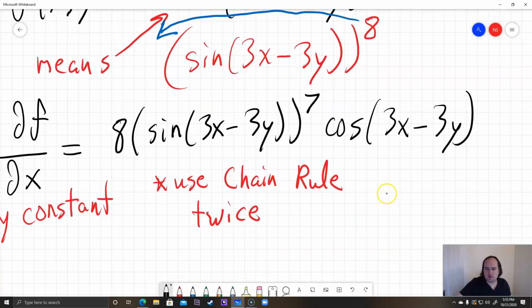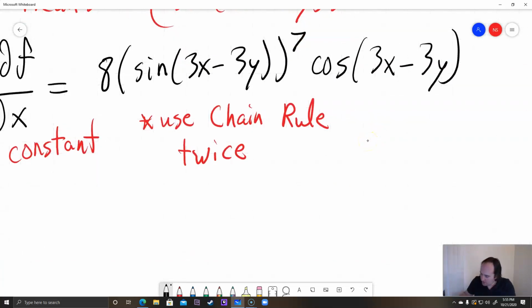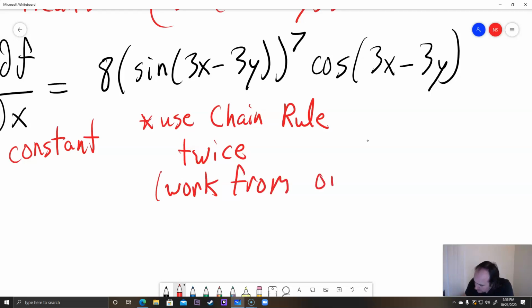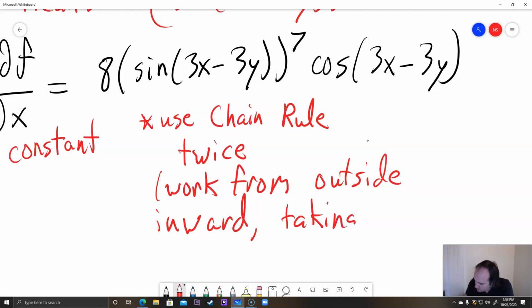So when I say you use the chain rule twice, I mean that you work from the outside inward. Okay? So work from outside inward. Okay? Taking the derivative of each function.